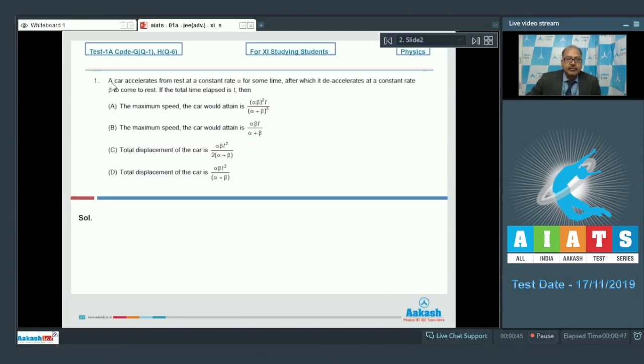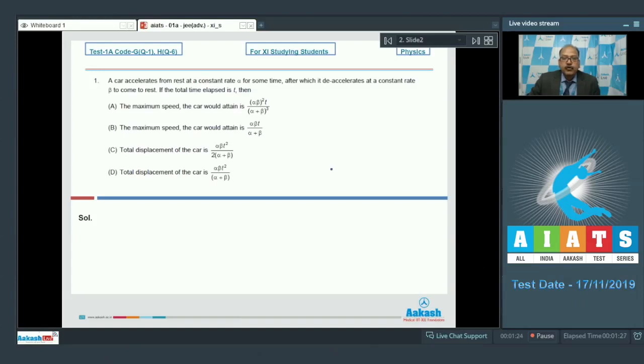Question 1 says, a car accelerates from rest at a constant rate alpha for some time, after which it decelerates at a constant rate beta to come to rest. If the total time elapsed is t, then the statements are: Option A says the maximum speed the car would attain is this much. Option B says the maximum speed the car would attain is this much. Option C says total displacement of the car is this much. Option D says total displacement of the car is this much.